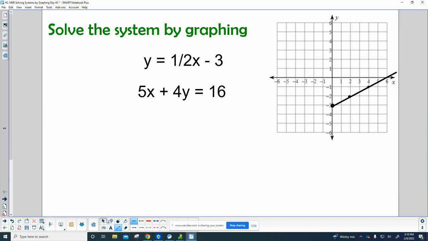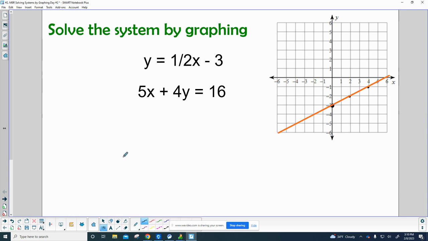We want to extend that in both directions. Oops, got to click on it just the right way to do that. So there's my line for the graph of the first equation. Now let's do the second equation.